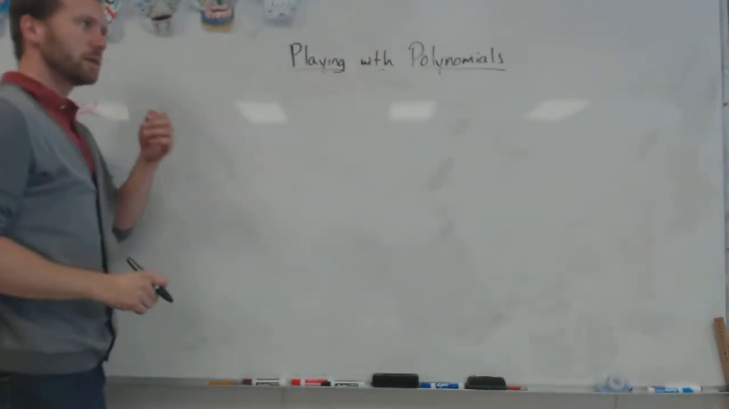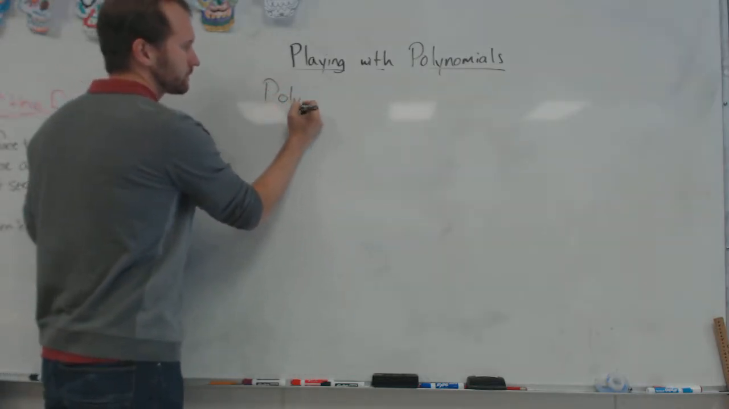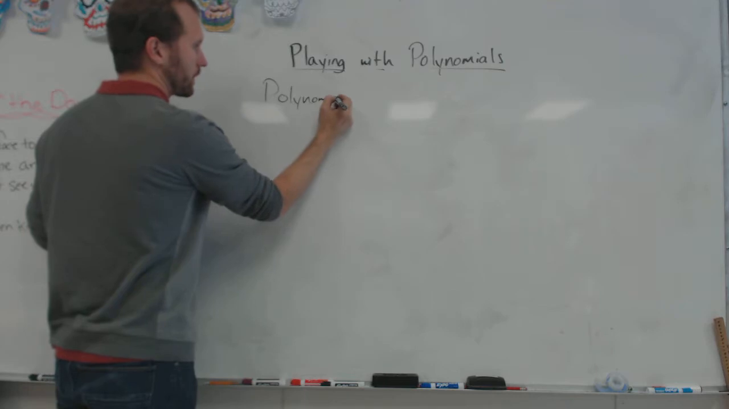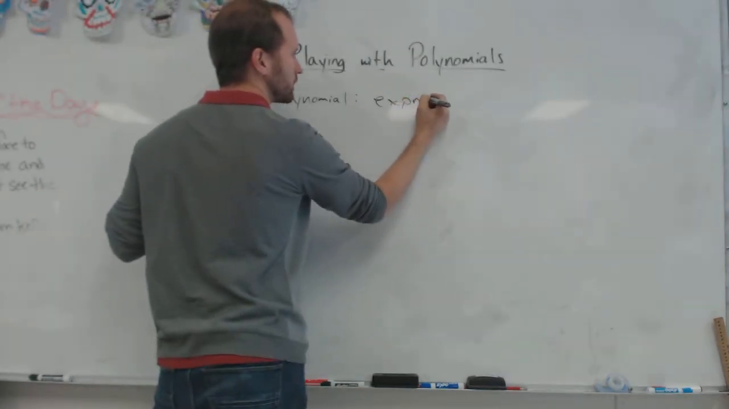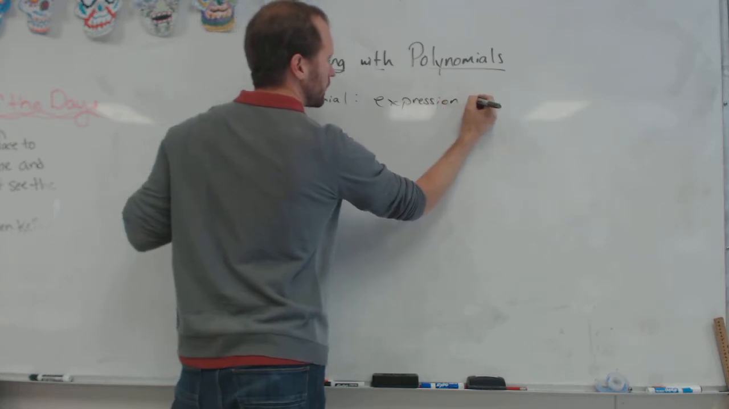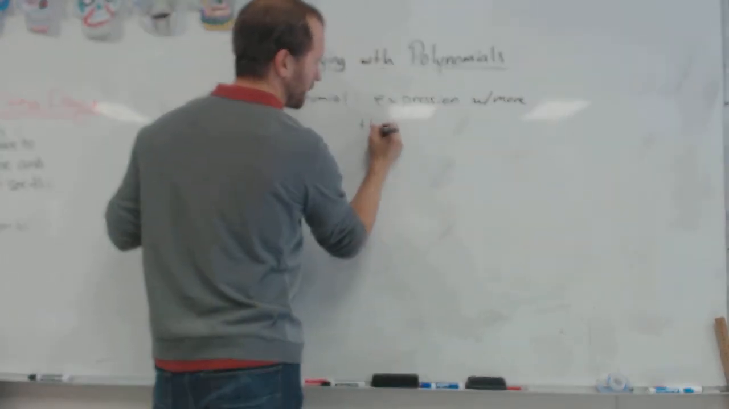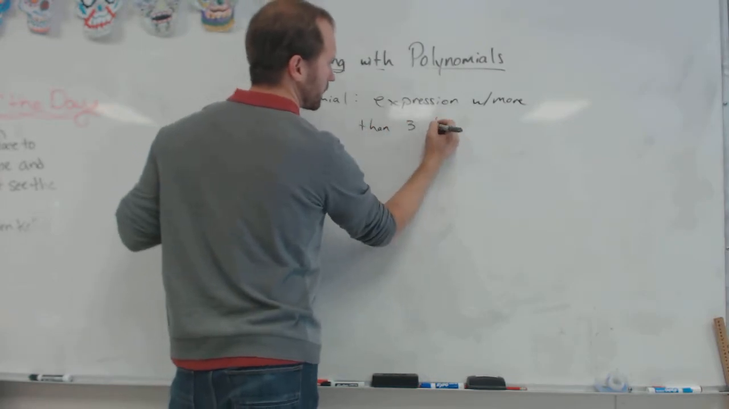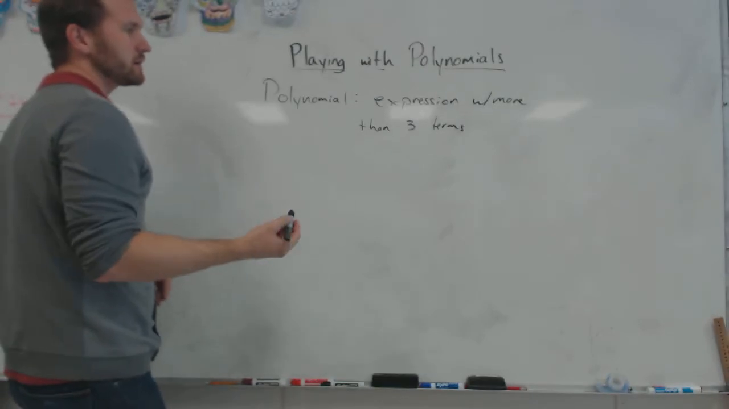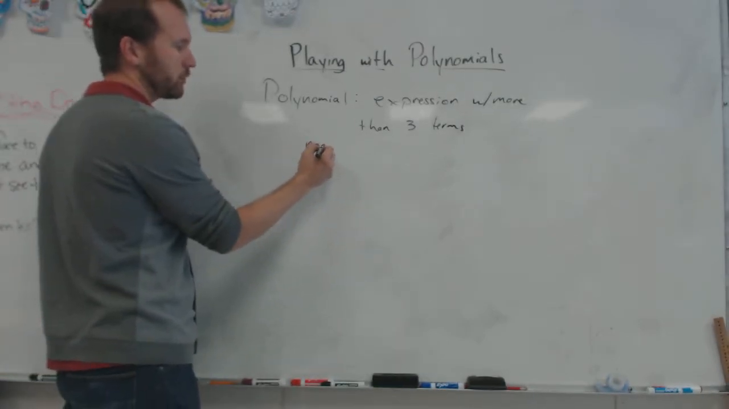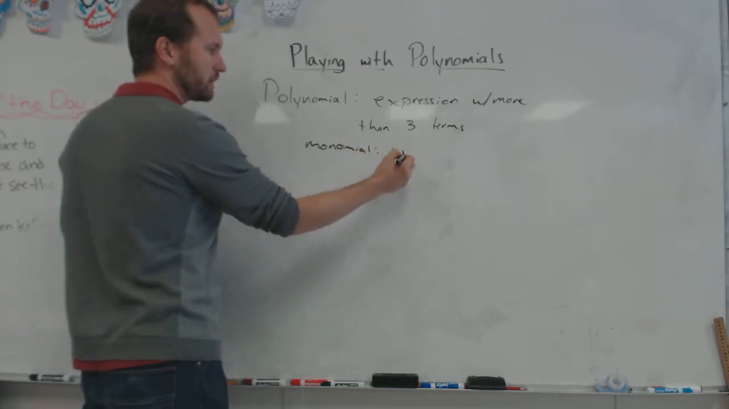Alright. So, polynomial means an expression with more than 3 terms. The reason we say more than 3 is because there's names. A monomial is an expression with one term.